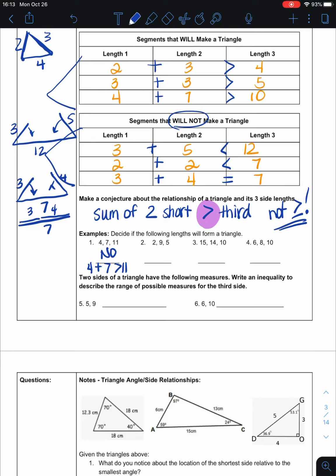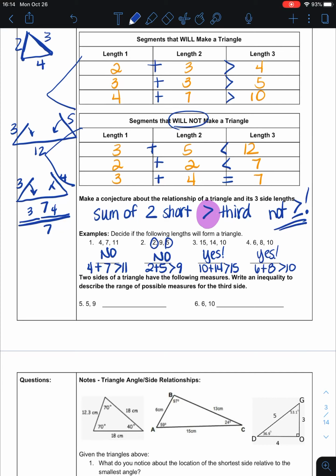Okay, so then let's test this one. Notice this one's not written in order, so we need our two short sides. So 2 plus 5 has to be bigger than 9. 2 plus 5 is 7, which is not bigger than 9, so these will not form a triangle. Let's look at this next one. 10 plus 14, is that bigger than 15? 24 is bigger than 15, so the answer is yes. These three lengths will form a triangle. And then 6 and 8 are my short lengths, so 6 plus 8, is that bigger than 10? 14 is bigger than 10, so yes, it does form a triangle.